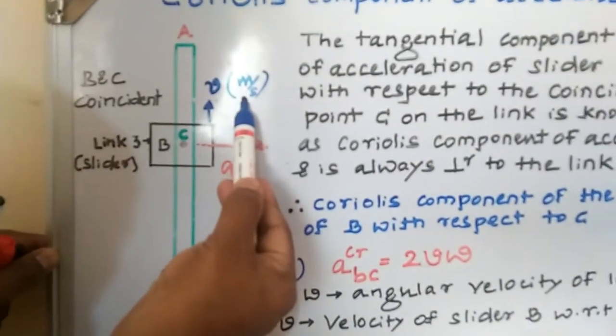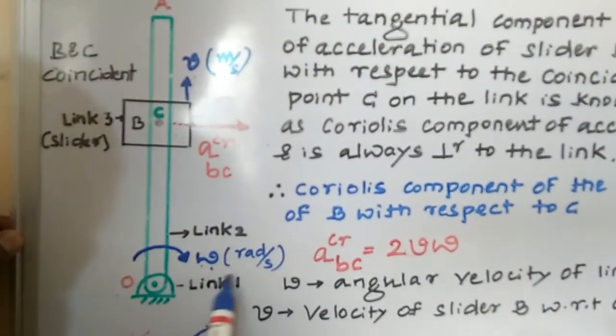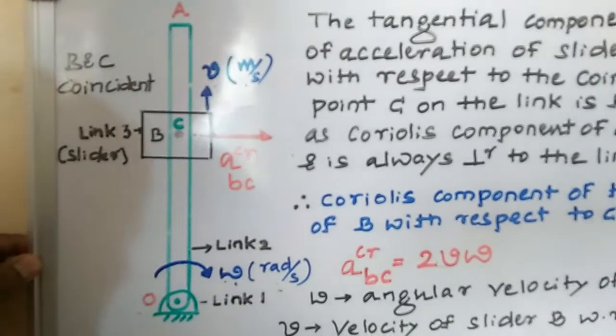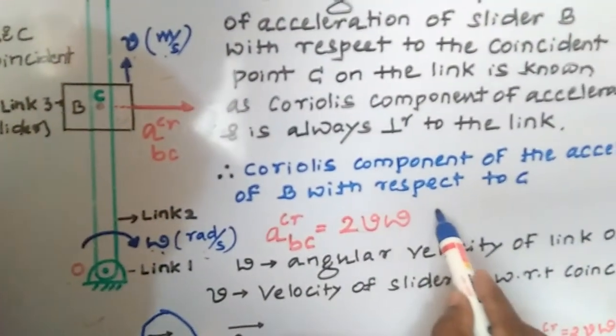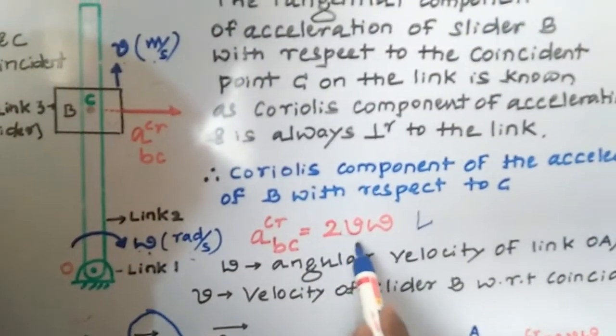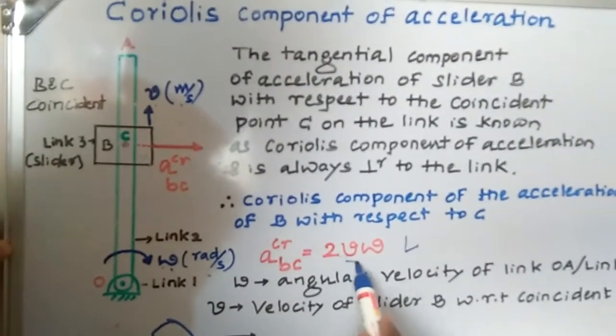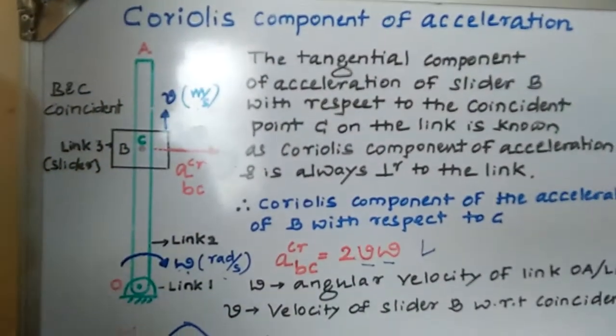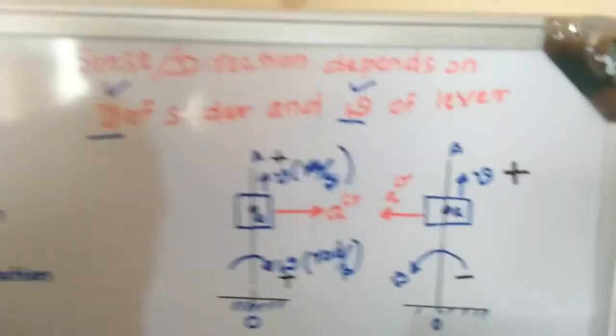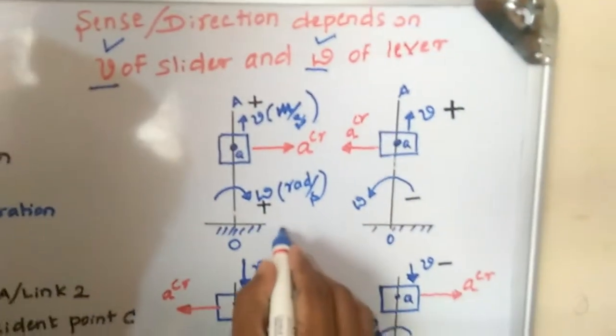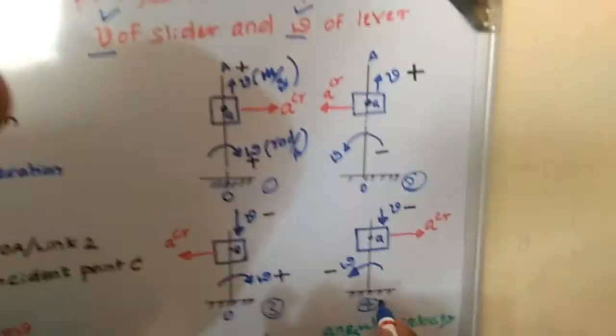V is in meters per second, you have to remember it. Omega is in radians per second, two parameters. Because if you look at the formula, the Coriolis component depends on two parameters, V and omega. Okay, then I'll come to the direction. Look at this one. I have taken 4 cases: case 1, case 2, case 3, case 4.